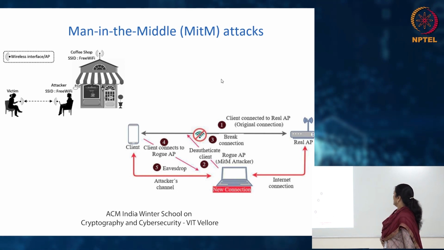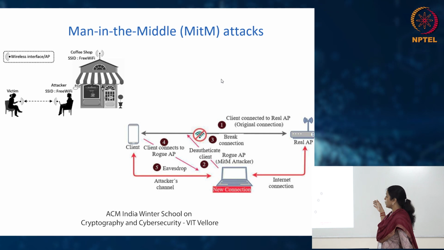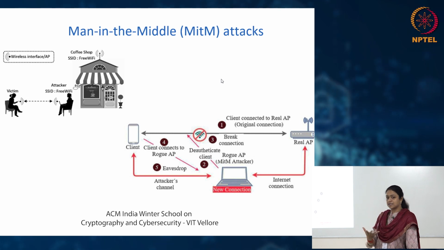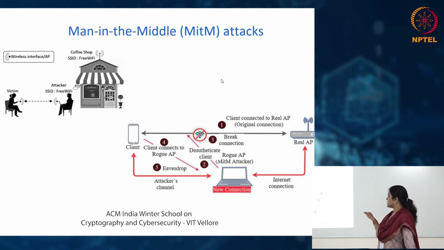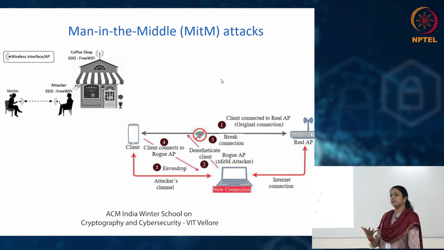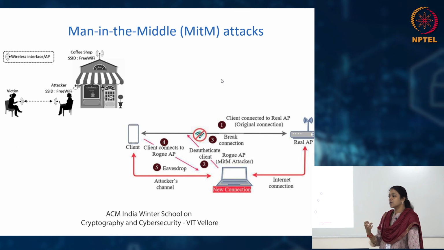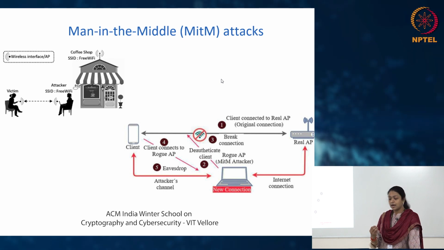The client will connect to the real access point and then go to the internet connection. Inside that, an attacker can create a rogue access point. There are many concepts here, like the evil twin. They will completely simulate a real access point exactly, and it will be visible.